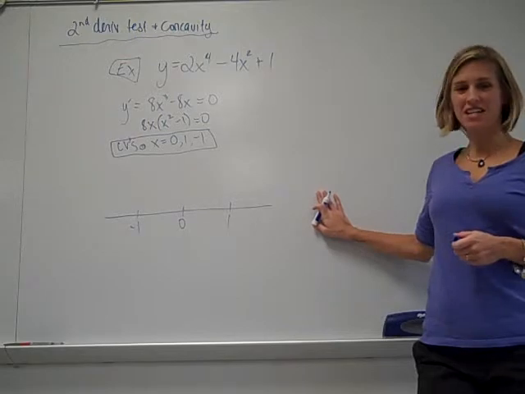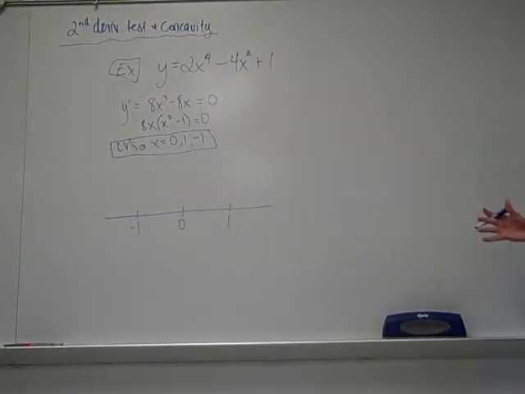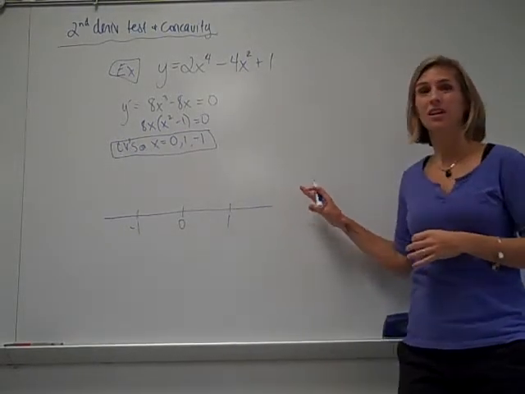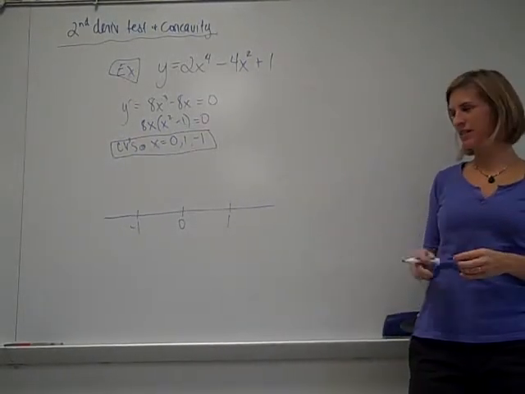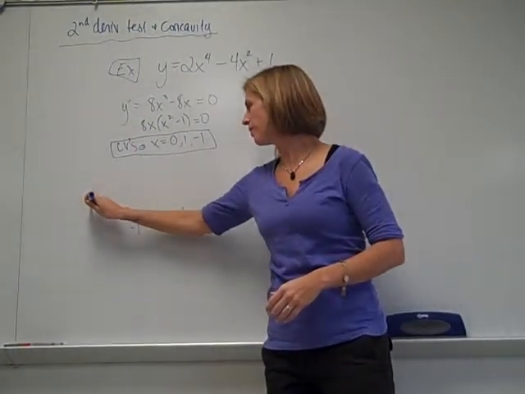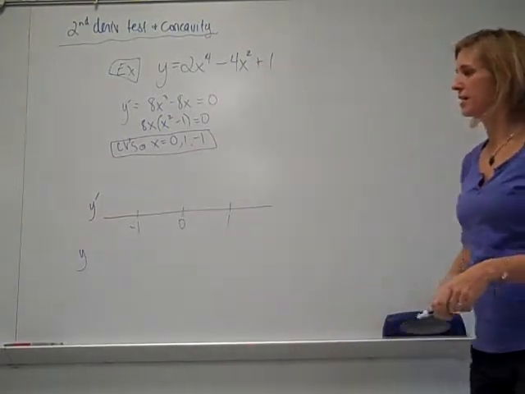Every year, I feel like I make it really clear how your explanation should look, and every year people screw it up. So this is important when you're trying to describe where your maxes and mins are. So make your number line and label part of it y. Stop. And label part of it just y.